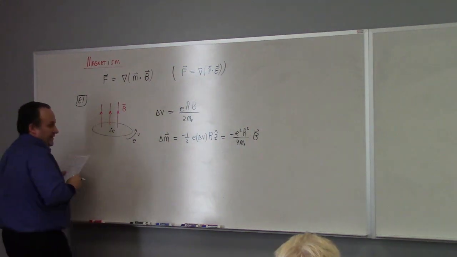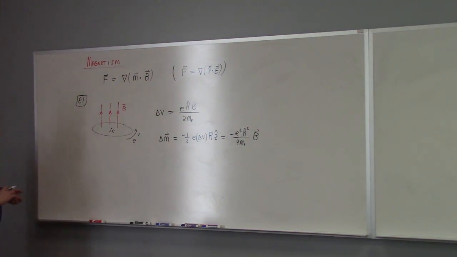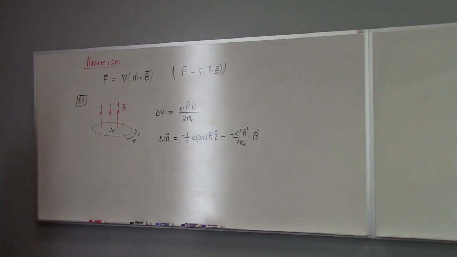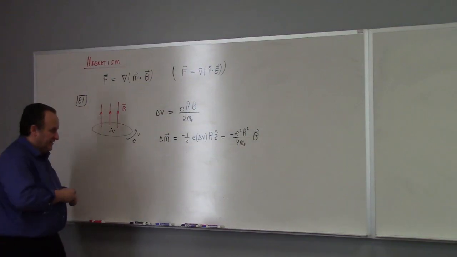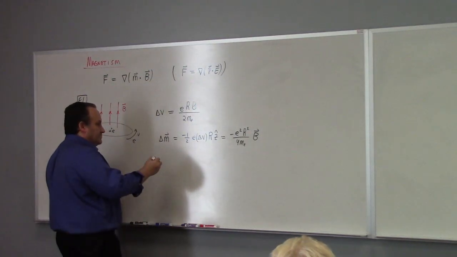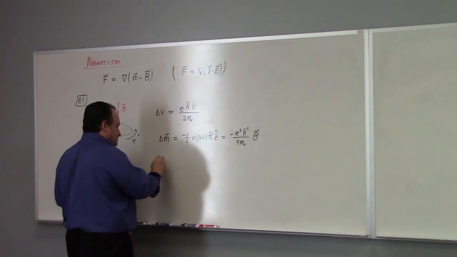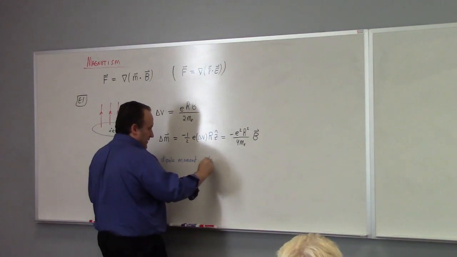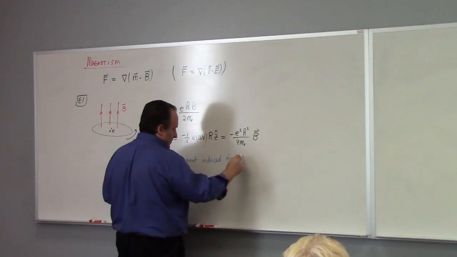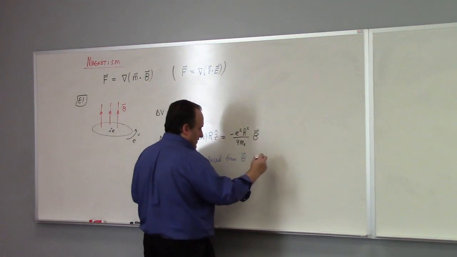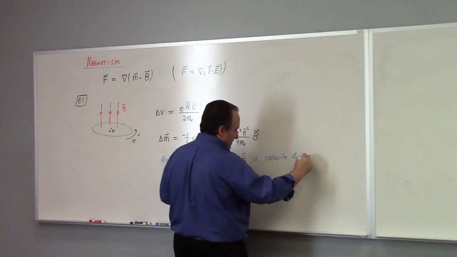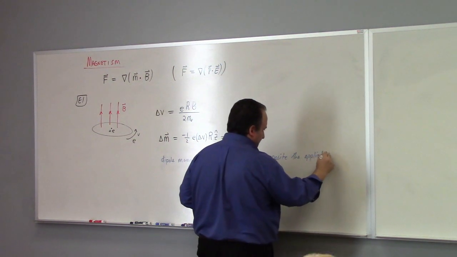So the key point I want to make here is that this in some sense explains diamagnetism, right? The dipole moment induced from B is opposite the applied magnetic field, right?